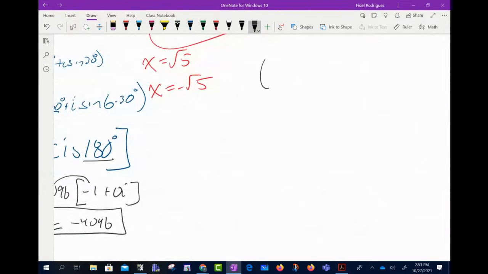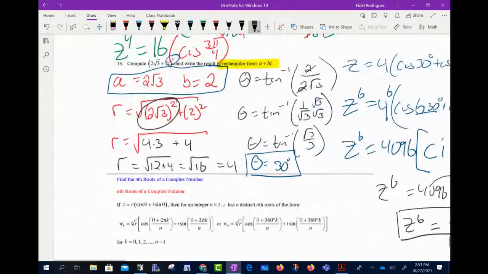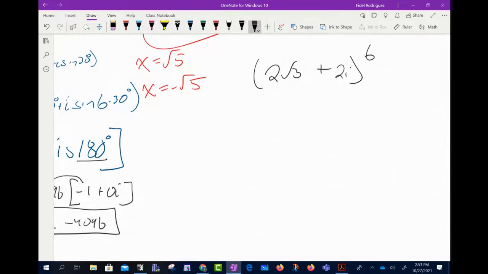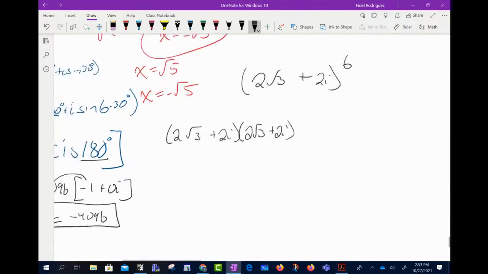Remember what our number was? It was like 2 square root of 3 plus 2i raised to the power 6. You know what that would mean, right? Wouldn't that mean that we'd have to do this? That's not going to look pretty. You know what I mean? It's going to look really, really messy trying to do that 6 times.